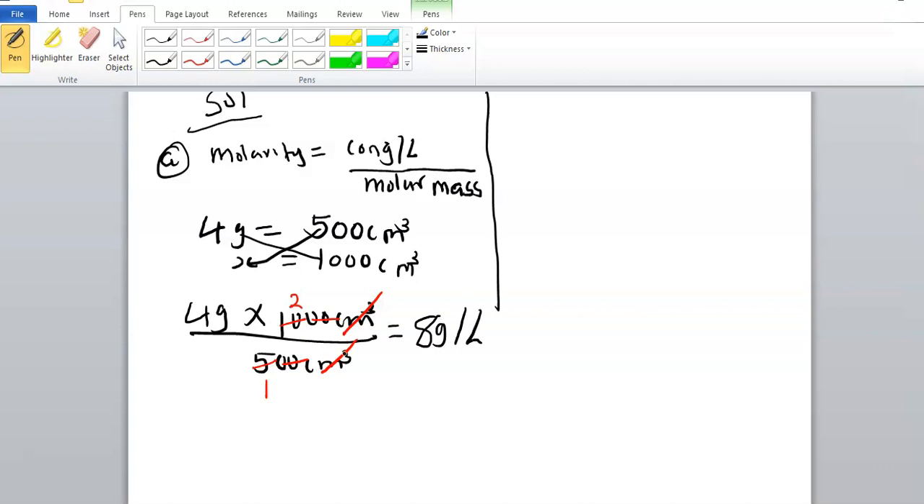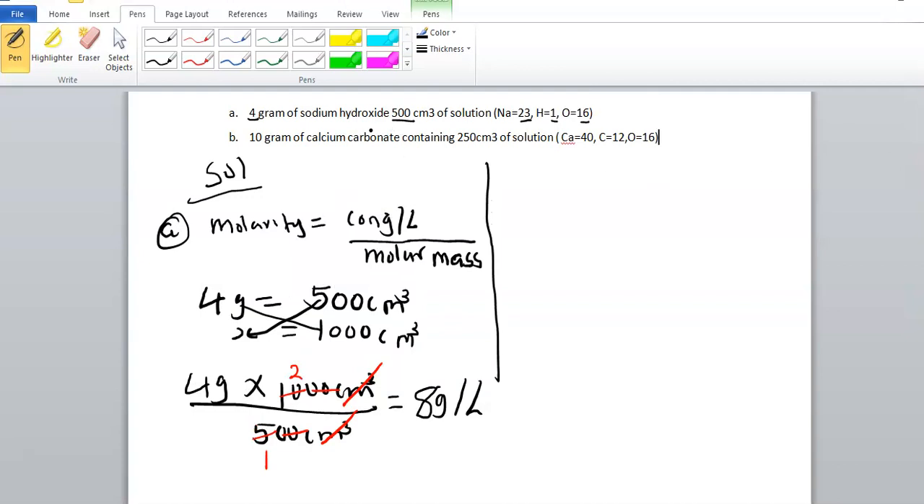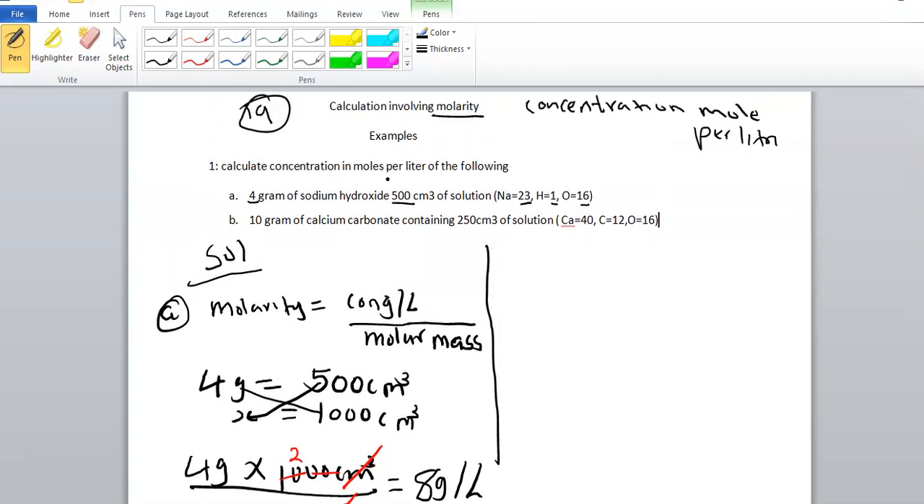Now our target is not only 8 gram, our target is to get the molarity, because the question is asking us to calculate the molarity. Let me go up and show you. The question says calculate concentration in moles per liter, which means the molarity. Another name for concentration in moles per liter is molarity. How do you get the molarity? Molarity can be obtained from concentration in gram per liter over molar mass.